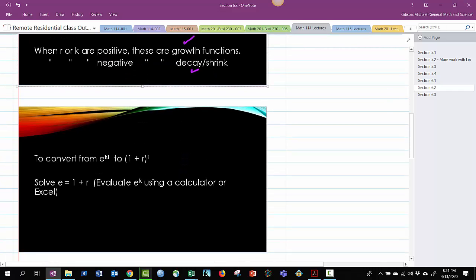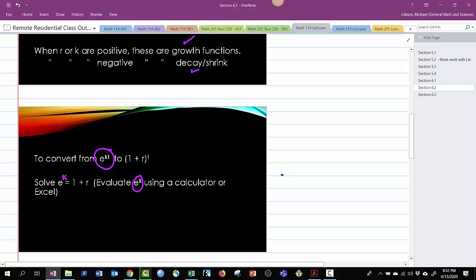There are some places where we'll have to solve. Like, we'll be given something with the continuous, and we're going to have to convert it over to the annual. I left this off here, so we'll solve for e to the k equals 1 plus r. We'll evaluate e to the k using the calculator, or you can do it in Excel, either one.